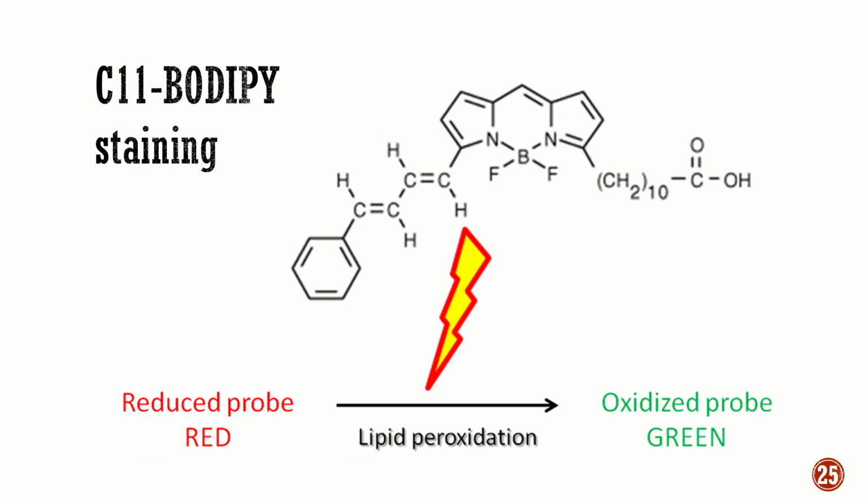So we can see that BODIPY is originally in the reduced form. After it encounters lipid peroxides, it is oxidized and turns green. This shift can be detected by spectrometer, and the absorbance represents the level of lipid peroxidation.